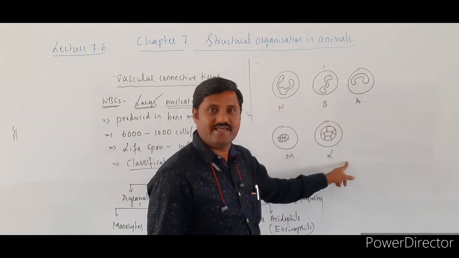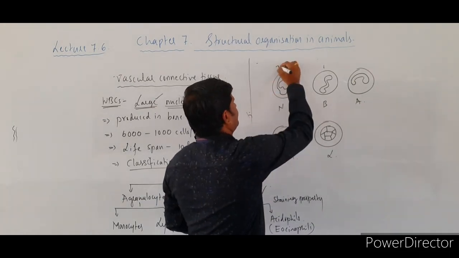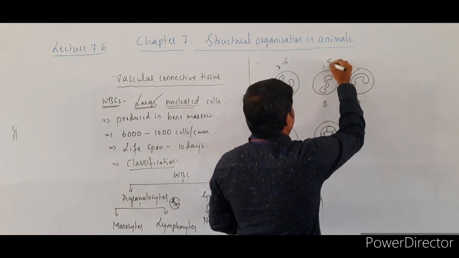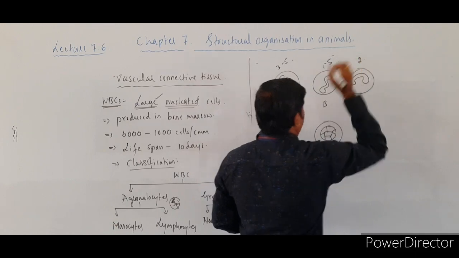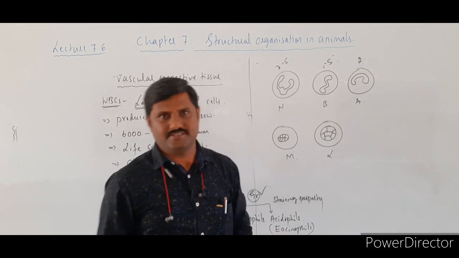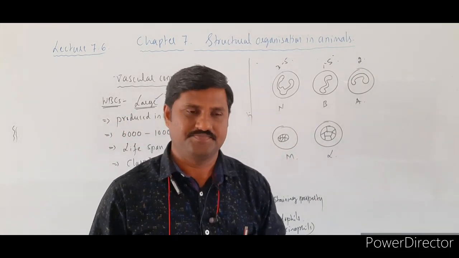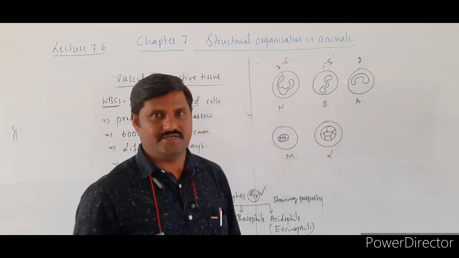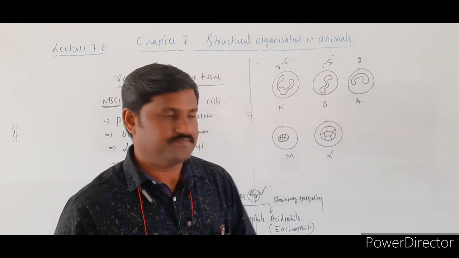This is agranulocytes. Among granulocytes, neutrophils have 3 to 5 lobed nuclei. Here we come across S-shaped nuclei, and here 2 lobed nuclei. There are no lobes at all in monocytes as well as lymphocytes. Lymphocytes are mainly defensive in nature. So this is about the different types of WBCs.